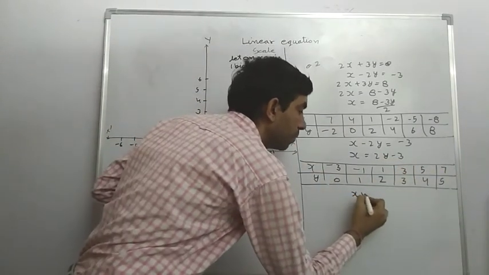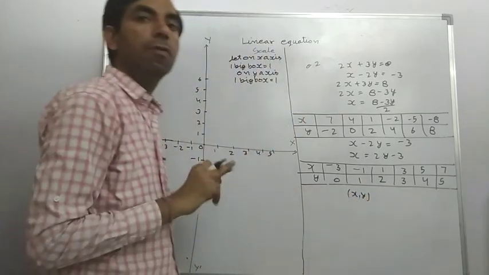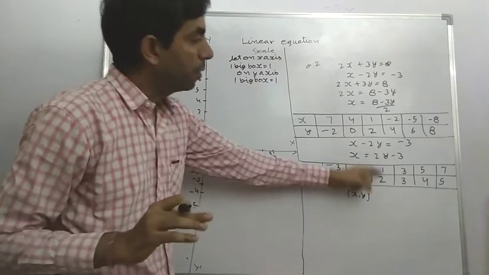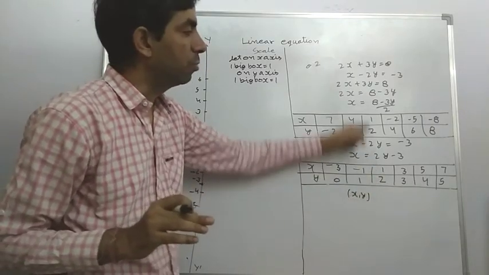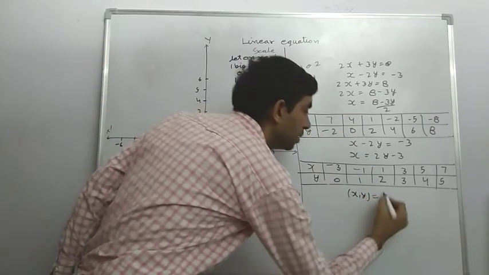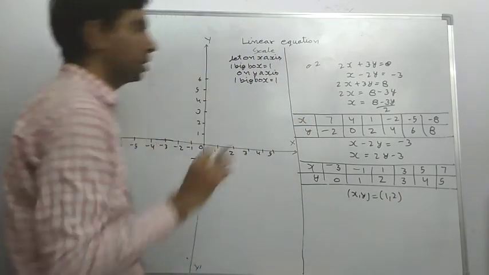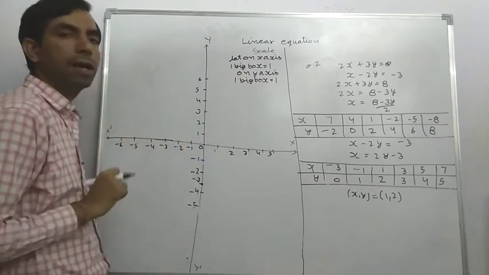Hence our solution is, which values are equal? Previously we found the y value of 2. Then which values are equal: 1, 2. And our solution is 1, 2. It is our solution simply. And now we represent it in a graph.